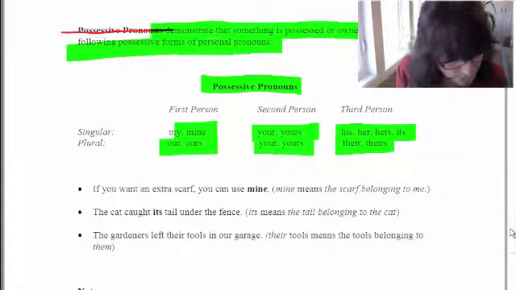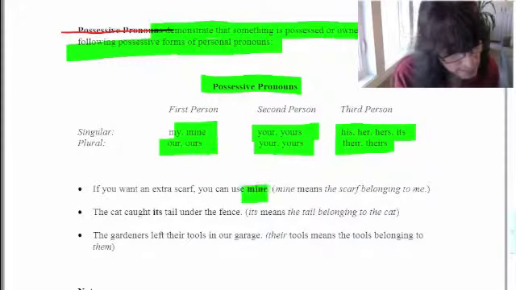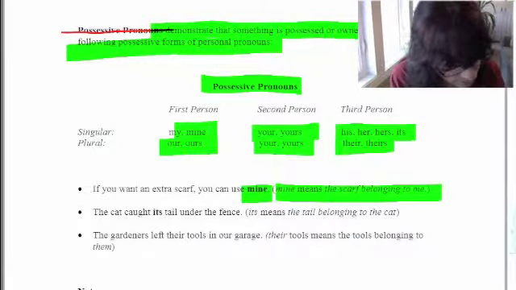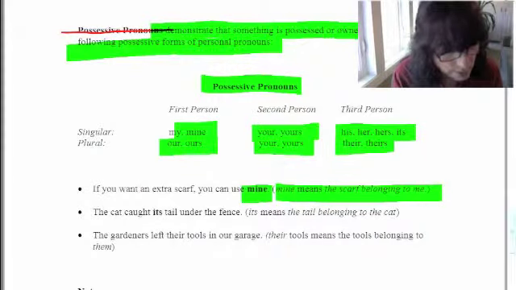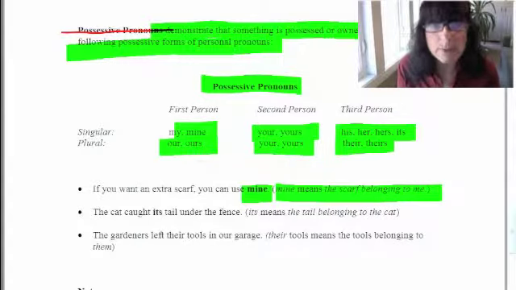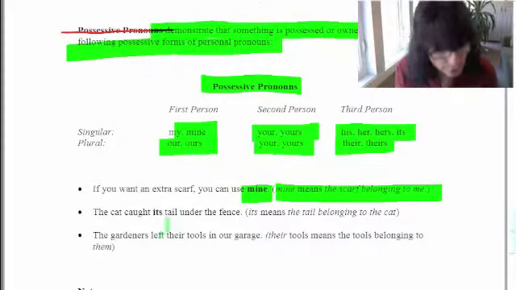So I've given you some examples to help you. If you want an extra scarf, you can use mine. Mine means it belongs to me. It's possessive, so you have to use the possessive pronoun. You can't say use my or use me. It's mine. It means belonging to me.